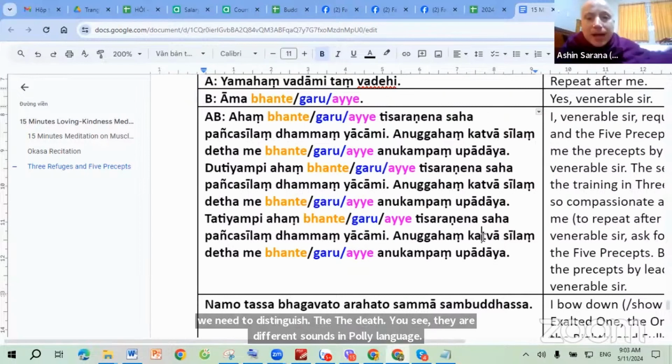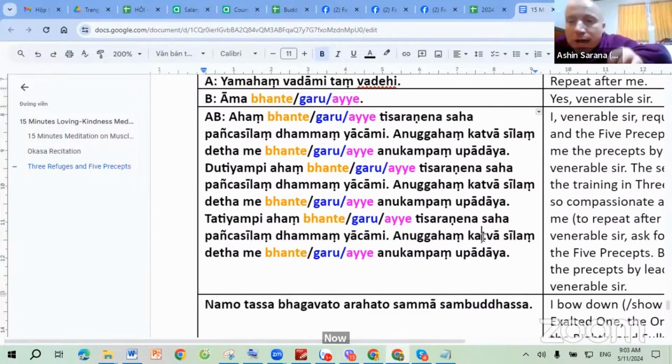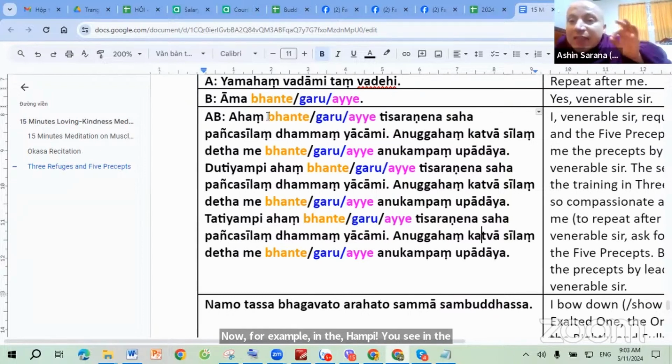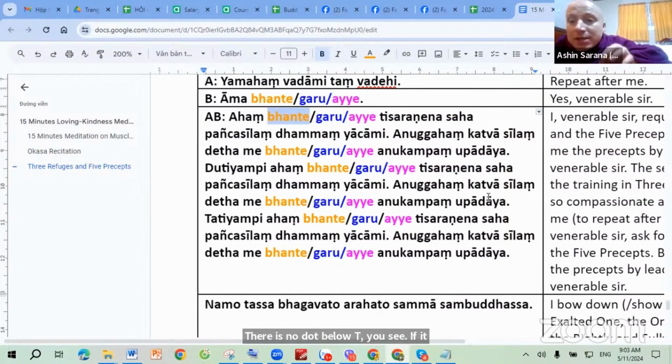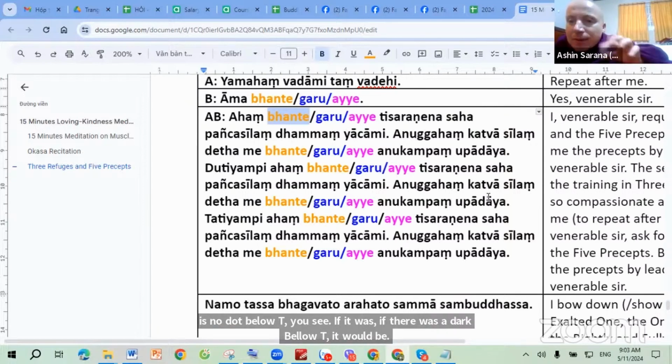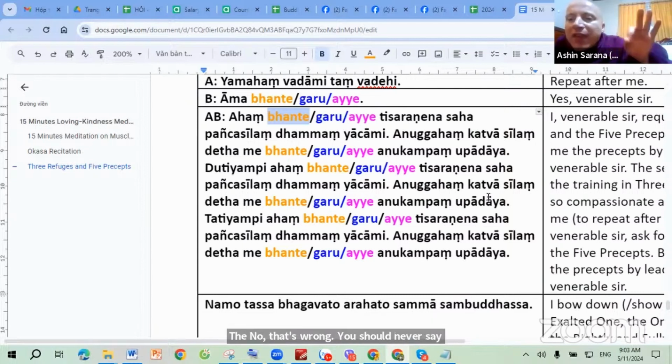Now, for example, in the word bhante, you see, the t is blunt. There is no dot below the t. If there was a dot below the t, it would be bhante, but no, that's wrong. You should never say that. It is bhante. You see, it's kept bluntly at the top of the mouth.